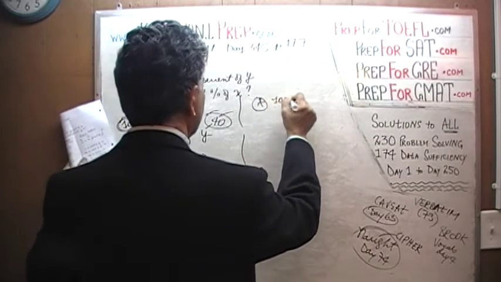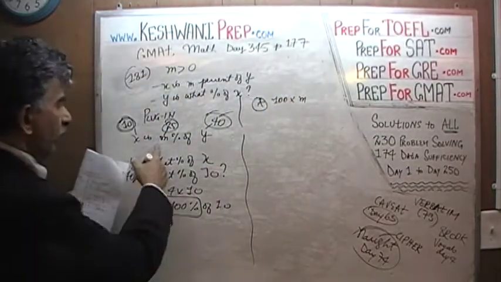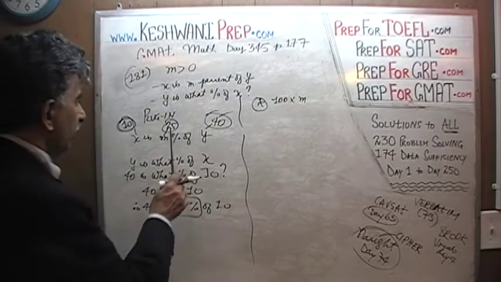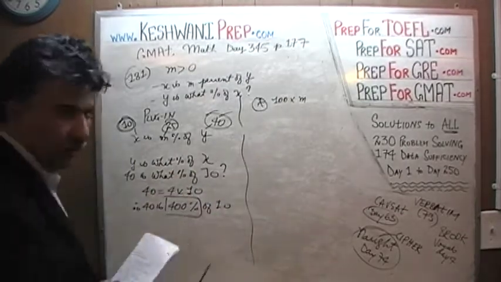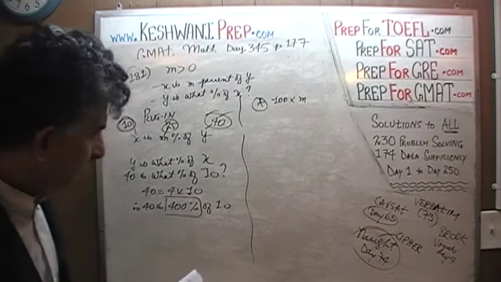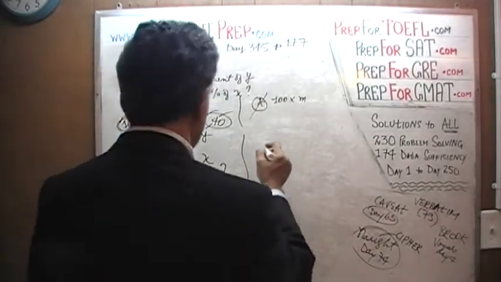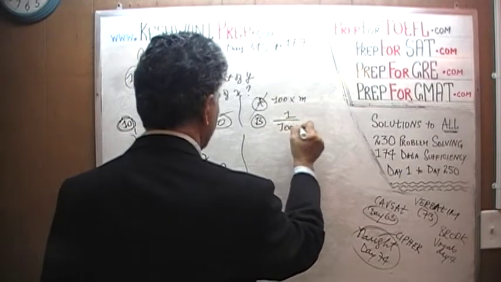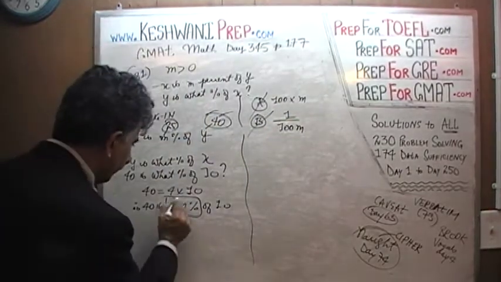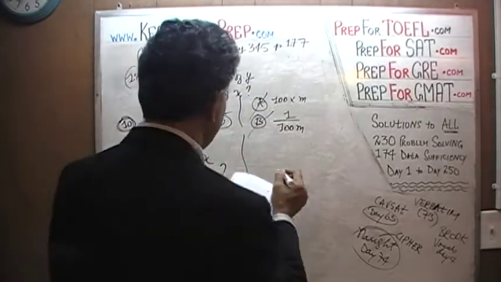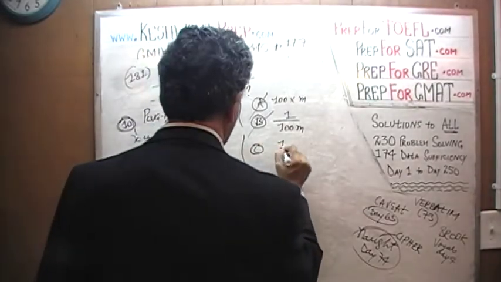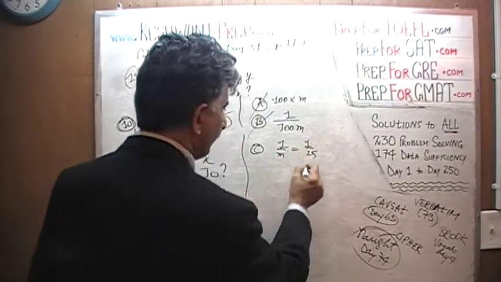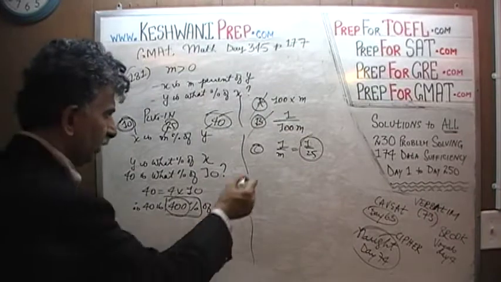Answer choice A says 100 times m. Well, 100 times 25 is not going to give us 400, is it? Answer is not A. B says 1 over 100 times m, which is even more silly. We're looking for 400. C says 1 over m. 1 over m is just 1 over 25. In the real exam, we wouldn't even waste our time writing it out. It's not going to give us 400.